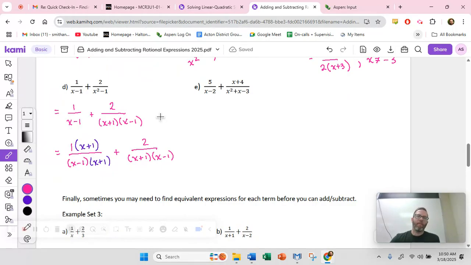Add the tops. It's adding fractions. We're done. x plus 3. Why 3? Because 1 plus 2 is 3. And on the bottom, x minus 1 times x plus 1. This time, we have two things that make the bottom equal to 0, plus or minus 1.